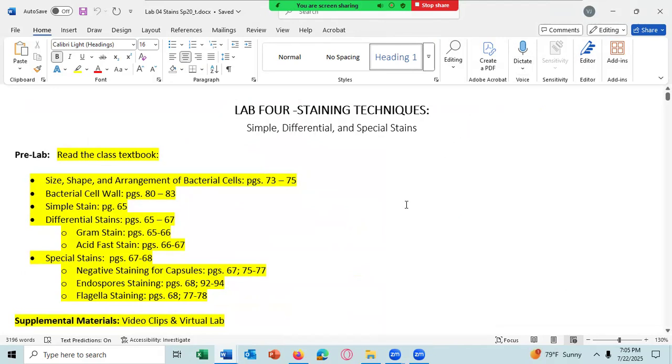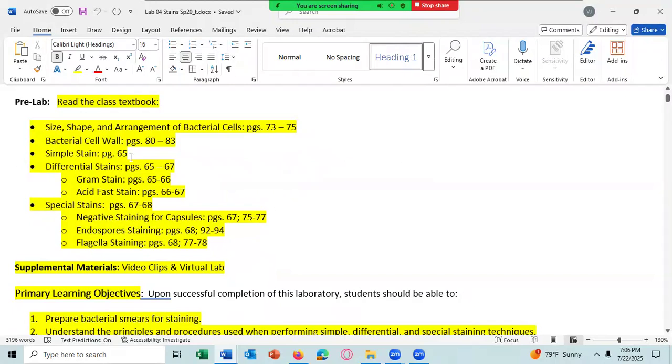Lab 4, staining techniques. We're going to talk about simple, differential, and special stains. There is some reading to do in the textbook. You should read about the size and the shape and the growth arrangement of bacterial cells, which is only 2 pages, 73 to 75. You should read about the bacterial cell wall on pages 80 to 83. You should read about the simple stain on page 65. You should read about the differential stains, the Gram stain on page 65 to 66, and the acid-fast stain on page 66 to 67. And then there are a few special stains we'll talk about.